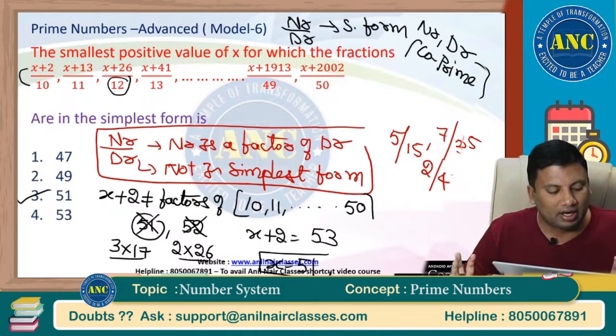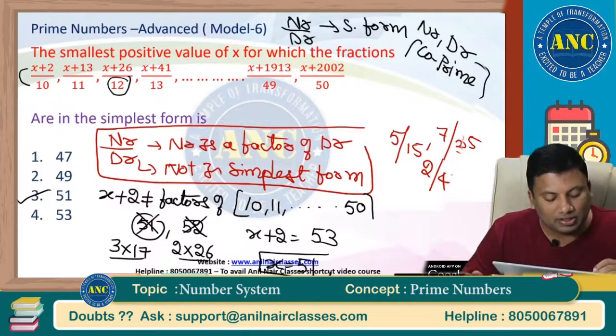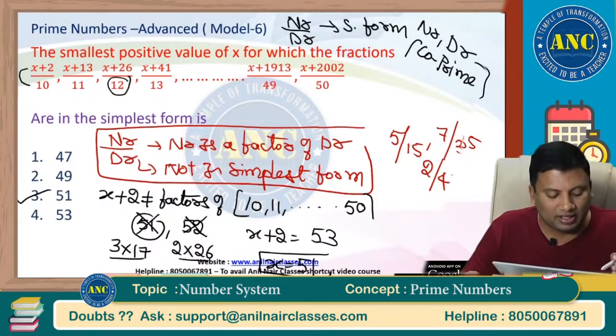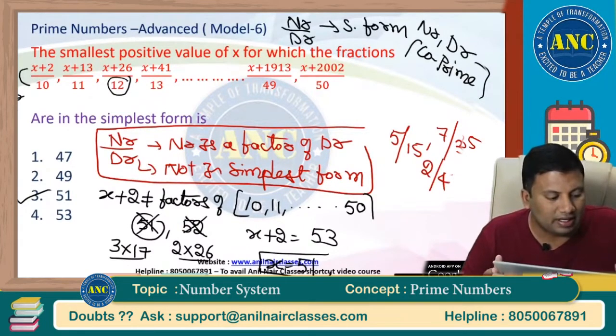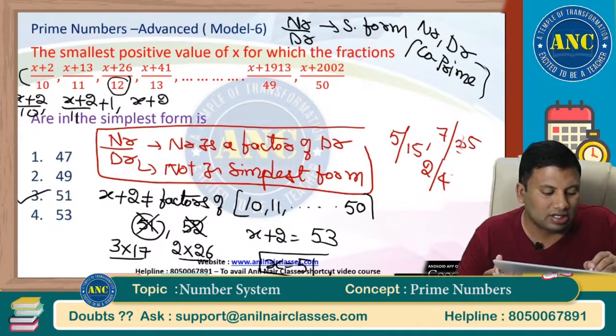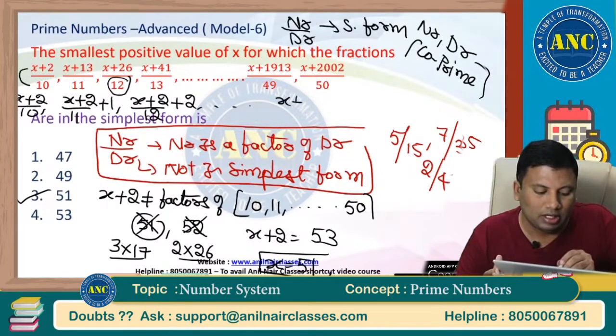Now if you see, if x plus 2 takes the value 5, 5 is a factor of 10, so 5 by 10 is not in its simplest form. The fractions can be written as x plus 2 by 10, x plus 2 by 11 plus 1, x plus 2 by 12 plus 2, and so on up to x plus 2 by 50 plus 40.